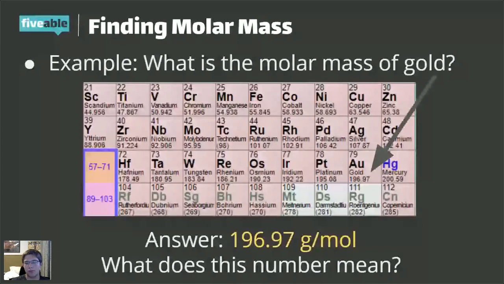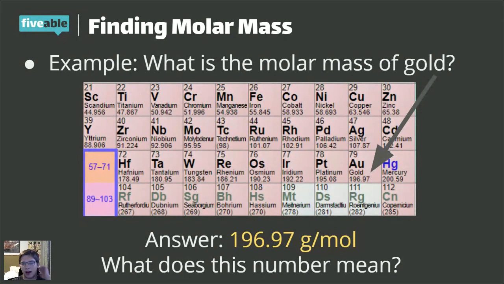However, when we're talking about the periodic table, the molar mass is really the number of grams per mole of that substance. So if we get together 6.022 times 10 to the 23rd atoms of gold, we will have 196.97 grams of gold.